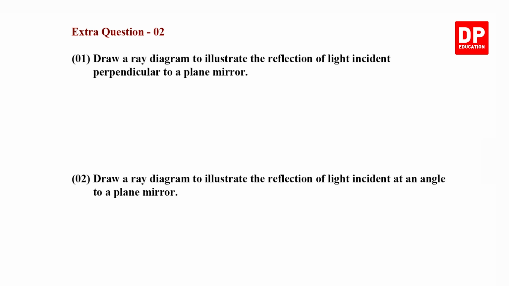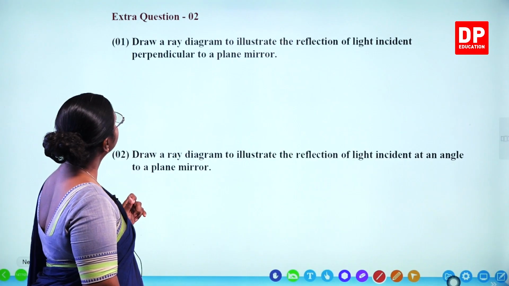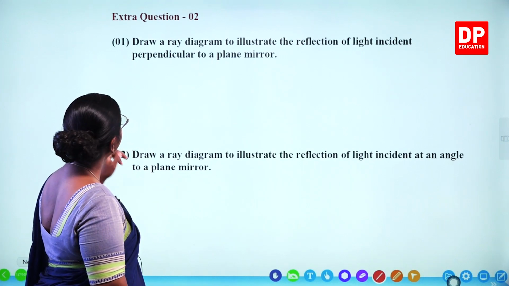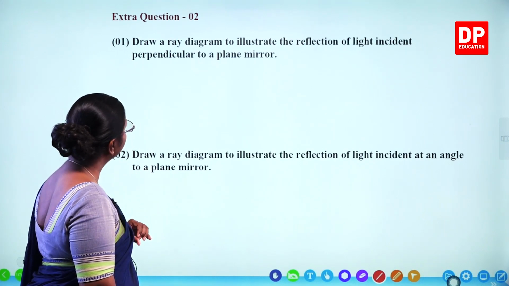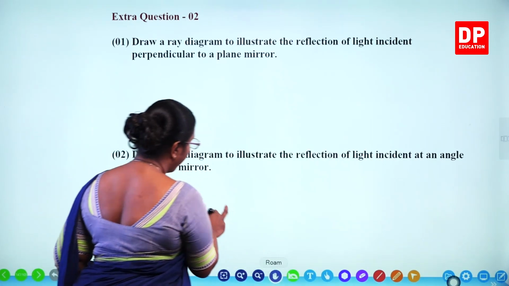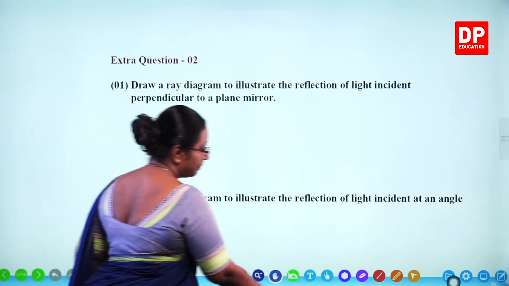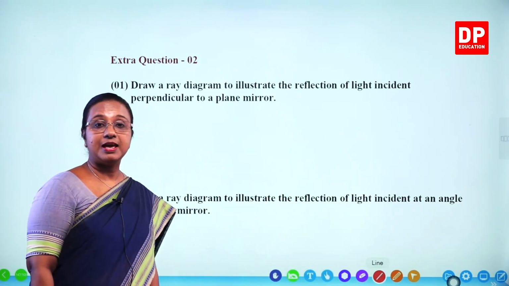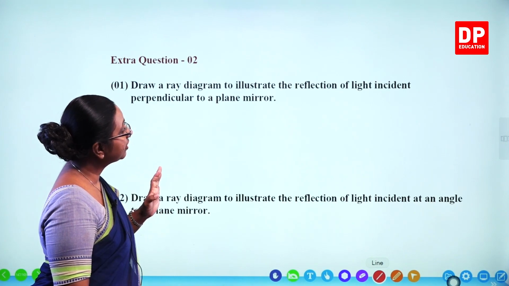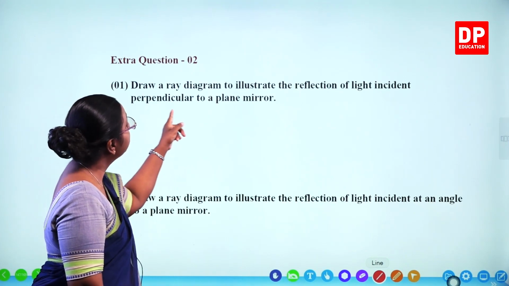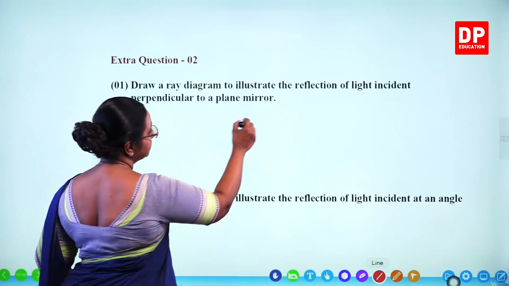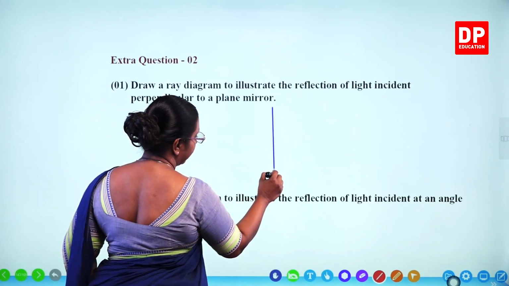Extra question 2. Draw a ray diagram to illustrate the reflection of light incident perpendicular to a plane mirror. So, this is to show how the plane mirror reflects light. So, a ray diagram to illustrate the reflection of light incident perpendicular to a plane mirror. So, to do that, first I have to draw the plane mirror.